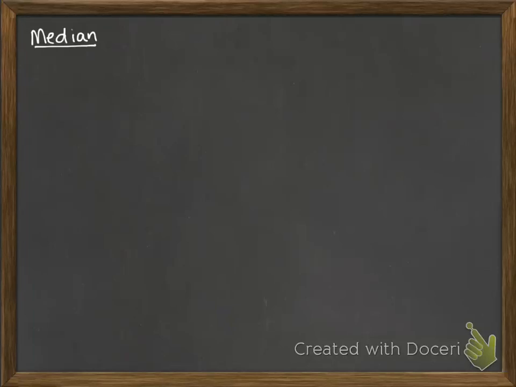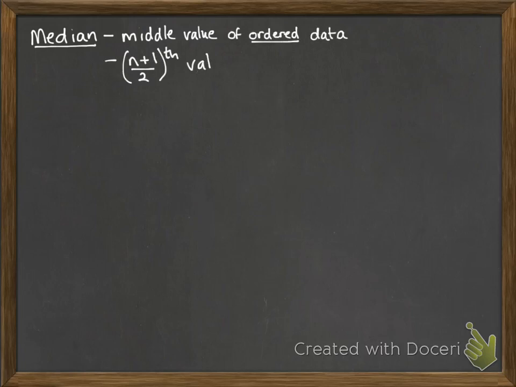And this video is looking at medians and quartiles. So we already know quite a bit about median. It's the middle value of ordered data, and if we're looking for a particular value, then we can work it out as the half of the n+1 position. So that gives us the position of where the median is.